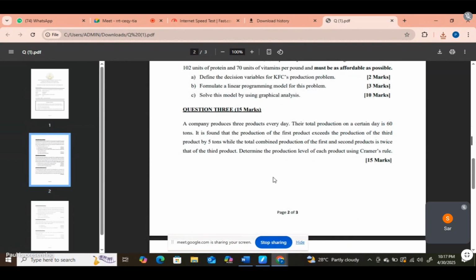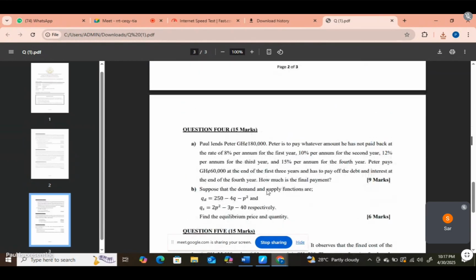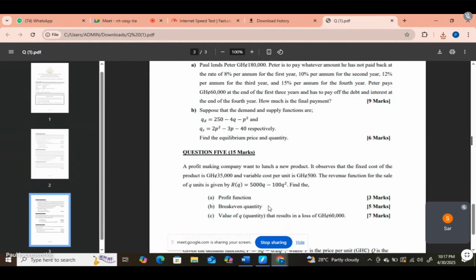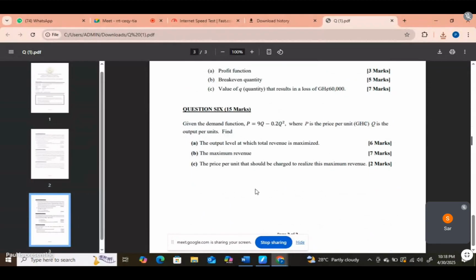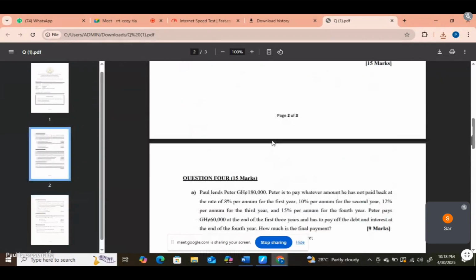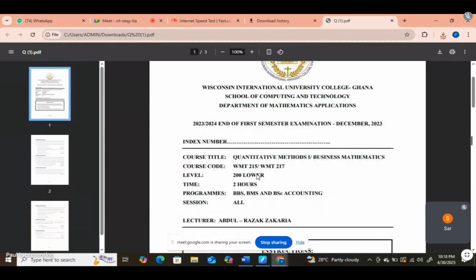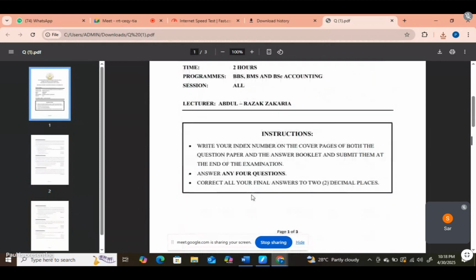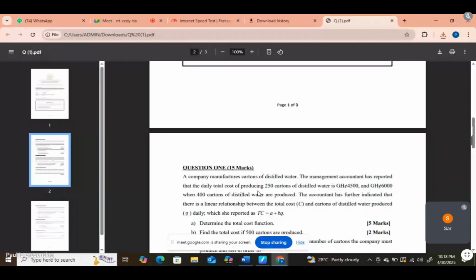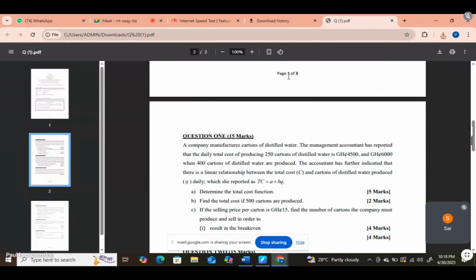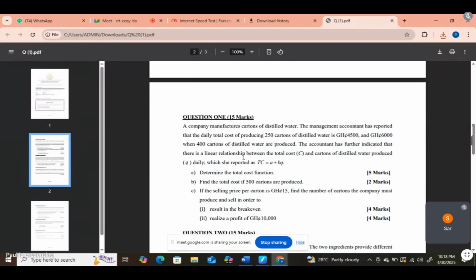I think we solved this one before, but let's try it. Okay. We are starting from the question. It says that a company manufactures cartons of distilled water. The management accountant has reported that the daily total cost of producing 250 cartons of distilled water is 4,500.